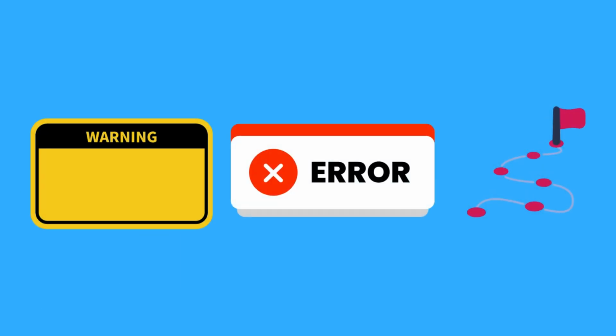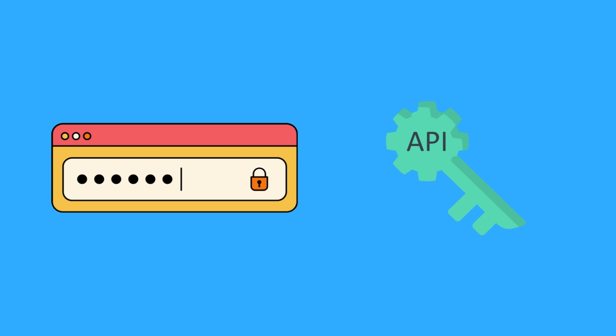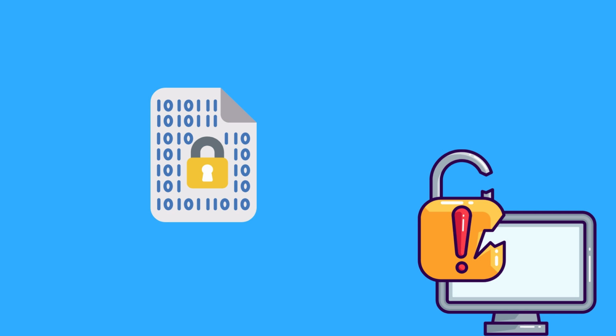First, make sure to log important events like errors, warnings, and critical application milestones, but avoid logging sensitive information such as user passwords or API keys. This not only protects user data but also helps prevent security vulnerabilities.